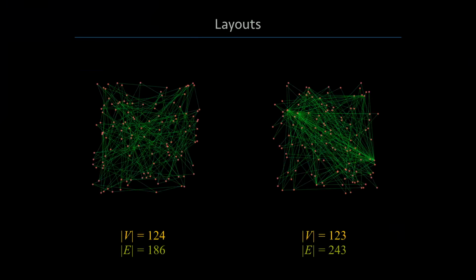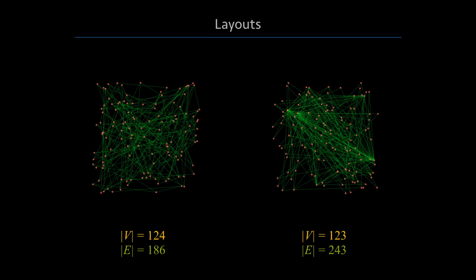Here are 2 layouts of 2 different graphs. They have roughly the same amount of points. In one case, 124, and in the other 123. Different number of edges. But here's a random layout of each one of them, and it's very messy, and it's almost impossible to understand what the structure of these networks is. How do they look?